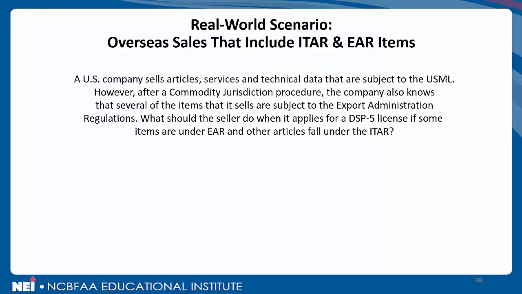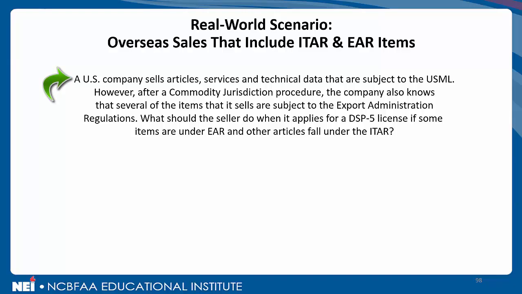Let's have a look at a real-world scenario here that looks at overseas sales that include ITAR and EAR articles and items. What does a company do if they're exporting articles and items, some of which are found on the ITAR and some of which are found on the EAR? This is an advanced real-world scenario because we haven't gotten into EAR just yet. So you'll note that the level of difficulty of these real-world scenarios is indeed becoming more complex.